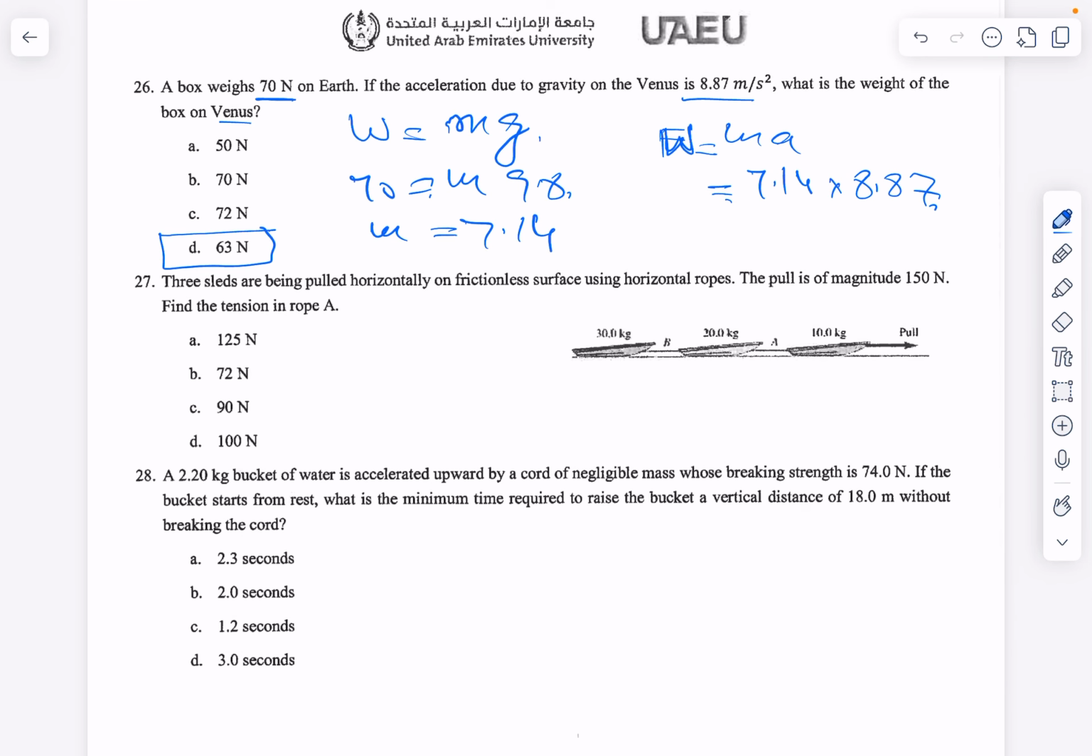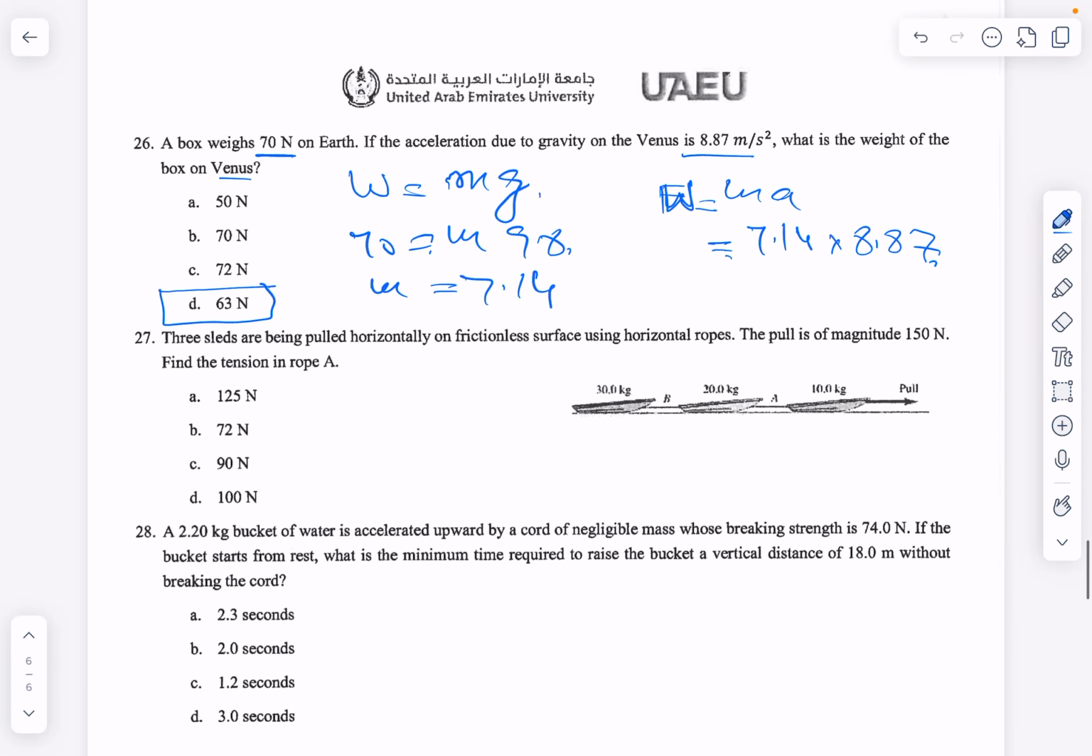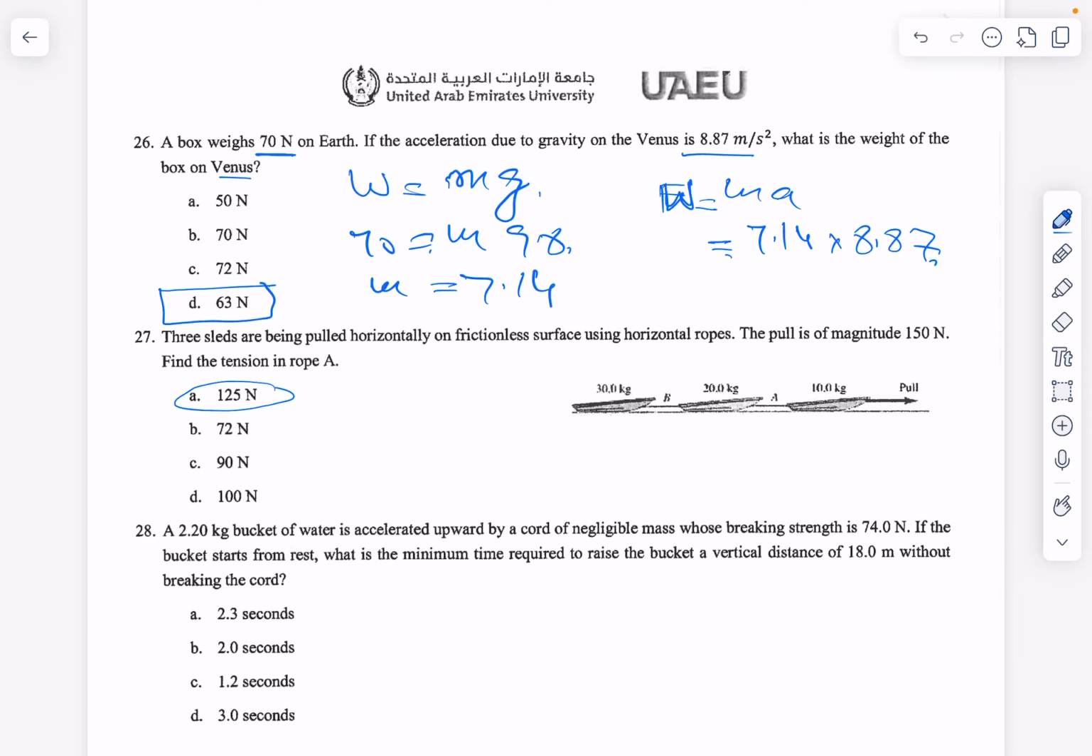These two questions are lengthy, so we will cover them in the next video, but the answer for this is 125 and for this is 1.27.